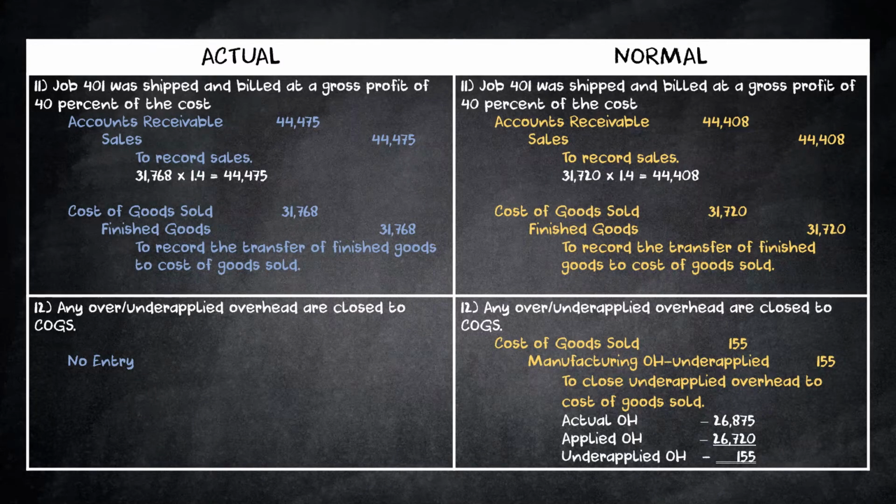So, let's look at this. Ito muna tayo. Since we are using perpetual inventory system, every time we record a sale, we would debit cost of goods sold and then credit finished goods, kasi nga, wala na sa warehouse natin yung job 401 na yan kasi nabenta na siya, di ba? So, yung cost ng job 401 na yan is this, the 31,768, and we would account that for the cost.